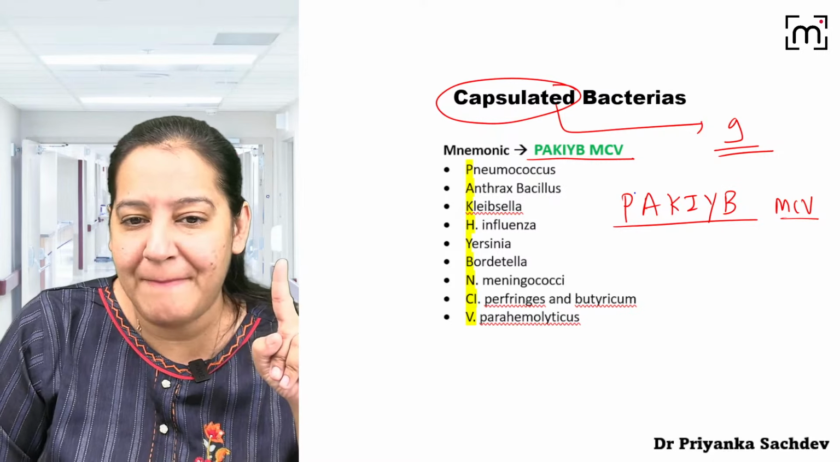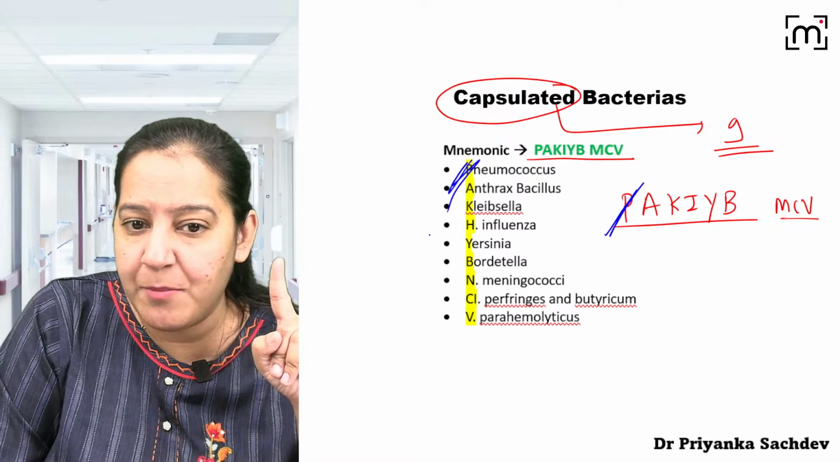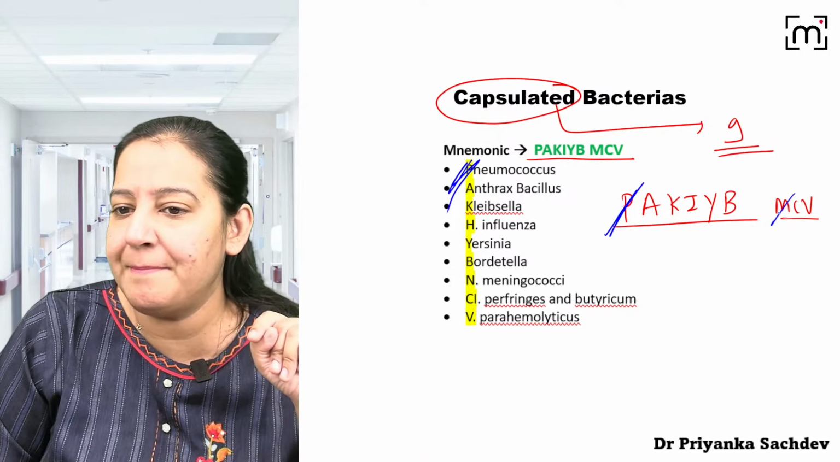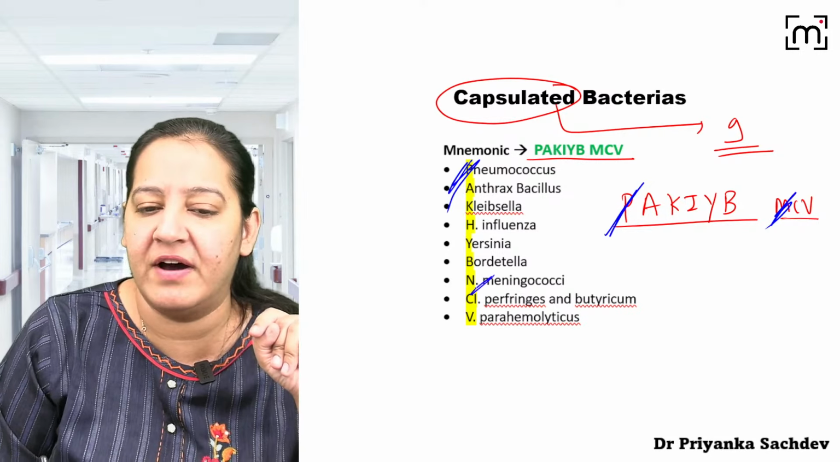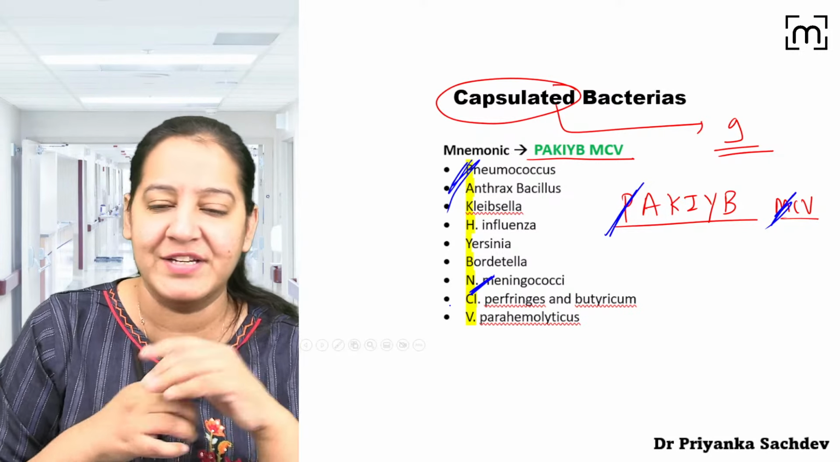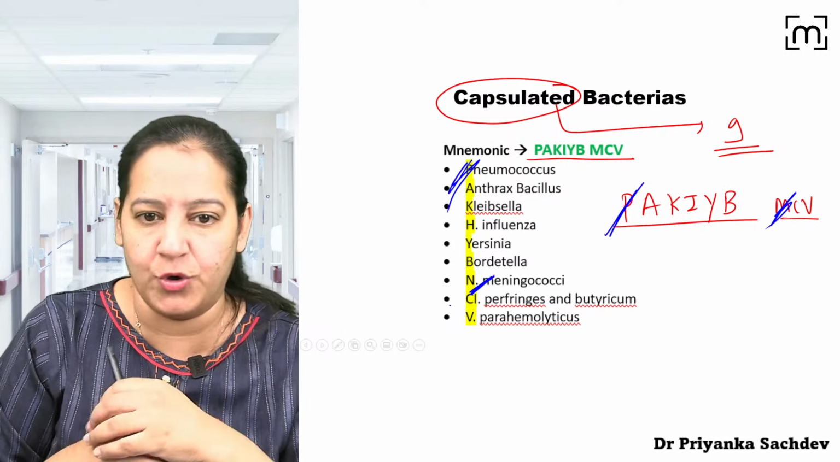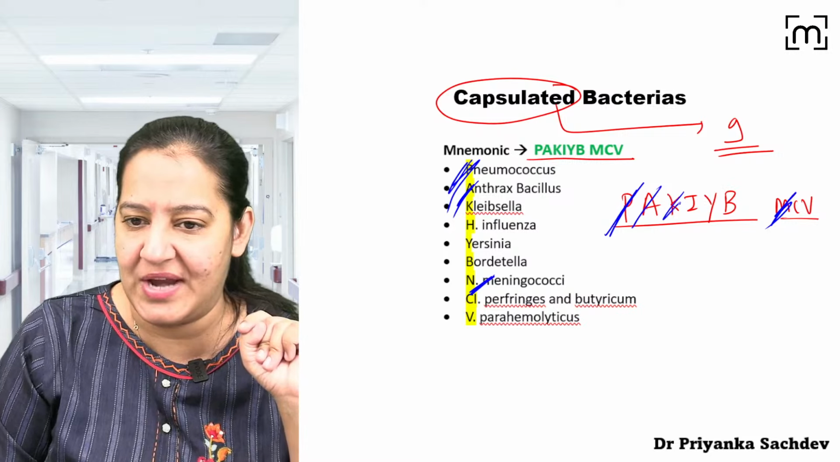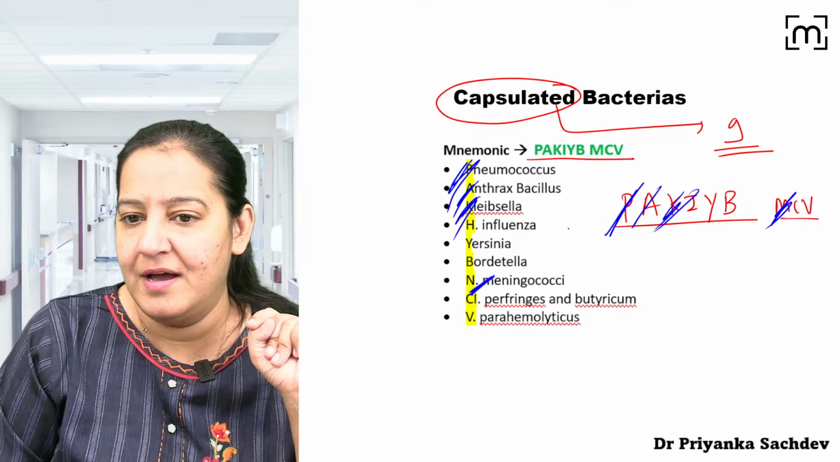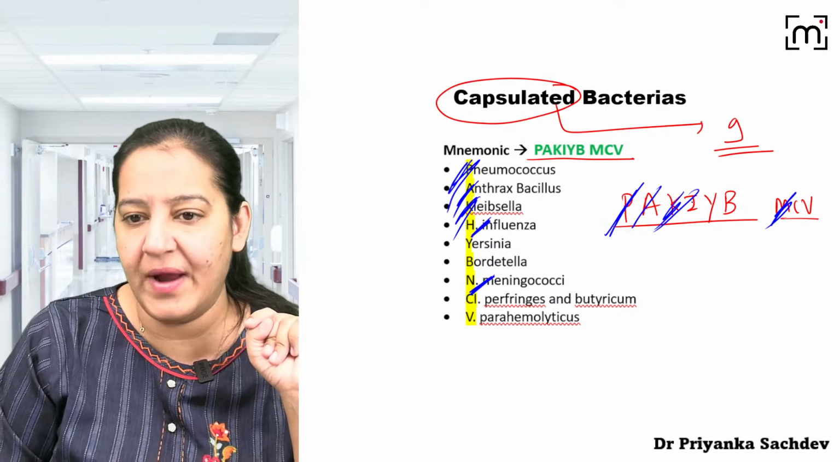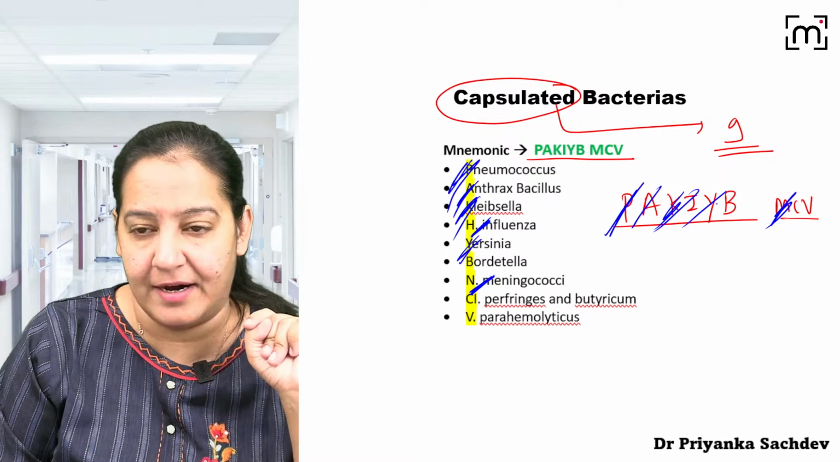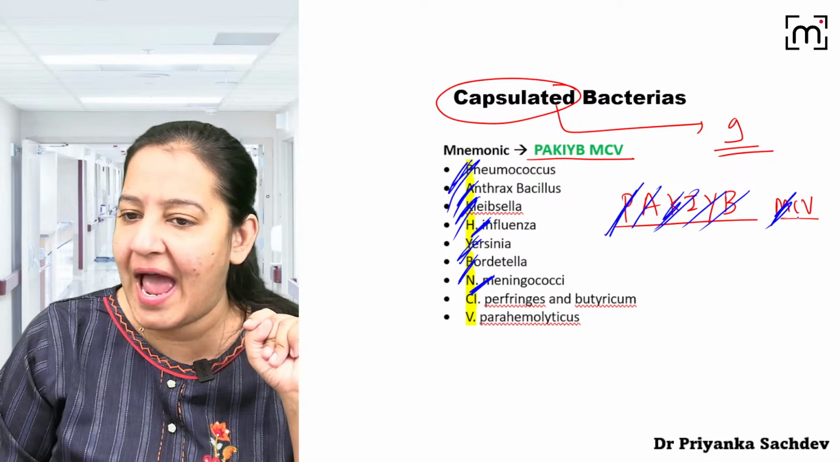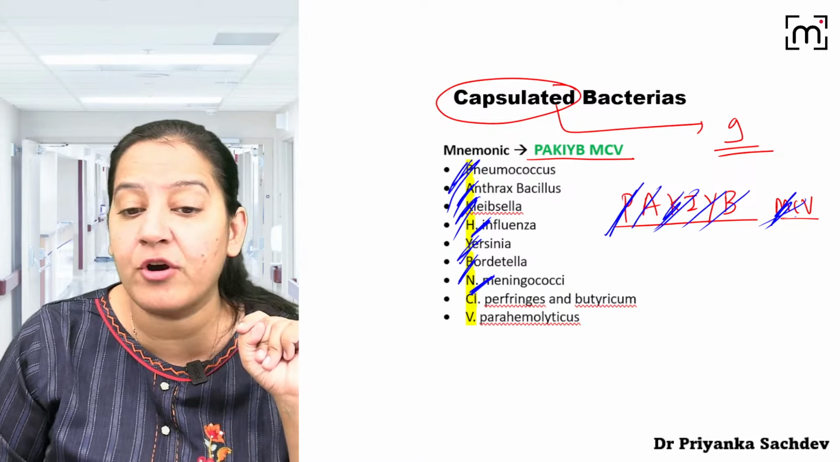PAKIYB MCV: P stands for pneumococcus. Pneumococcus and meningococcus, both cocci are there. One is pneumococcus, one is meningococcus, right? So PAKIYB MCV has both. A stands for anthrax. K stands for Klebsiella. I stands for influenza, right? Y stands for Yersinia. B for Bordetella. M for meningococcus. C for Clostridium.